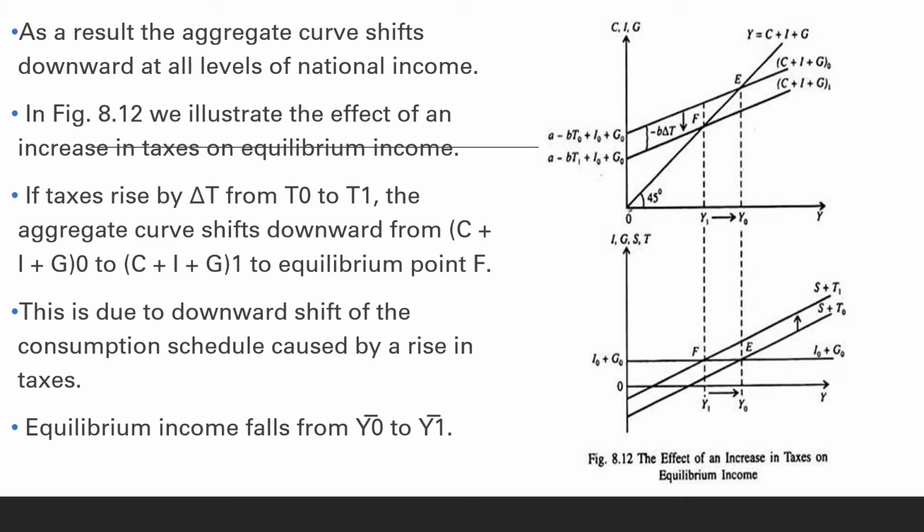In this figure, you can see the effect of an increase in taxes on equilibrium income. If taxes rise by delta T from T0 to T1, the aggregate curve shifts downward from C plus I plus G0 to C plus I plus G1, to the new equilibrium point F. This is due to the downward shift of the consumption schedule caused by an increase in taxes. We know that when there is an increase in taxes, your disposable income comes down. As a result, your consumption comes down. Equilibrium income falls from Y0 bar to Y1 bar.